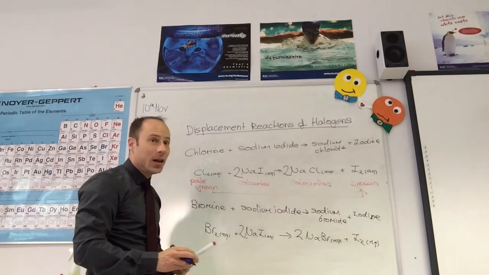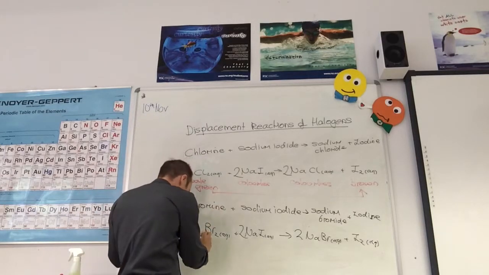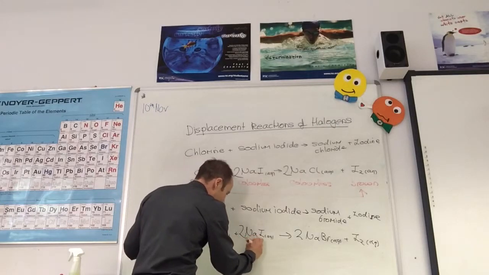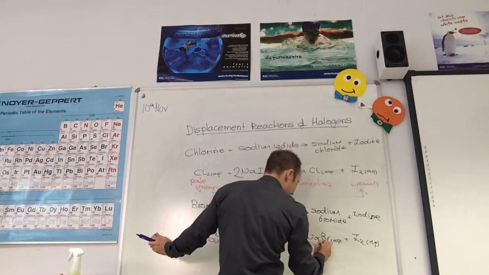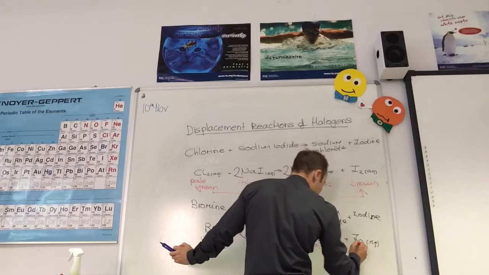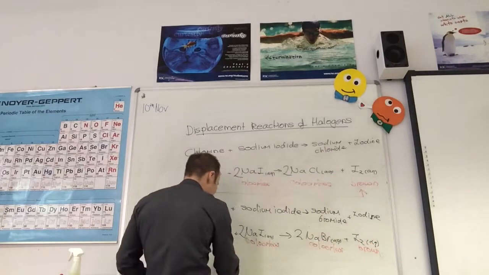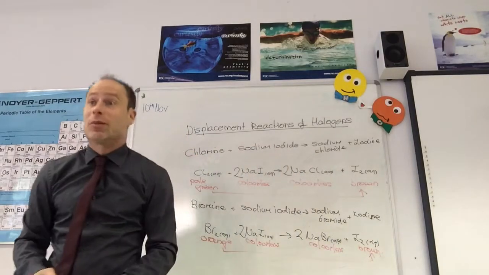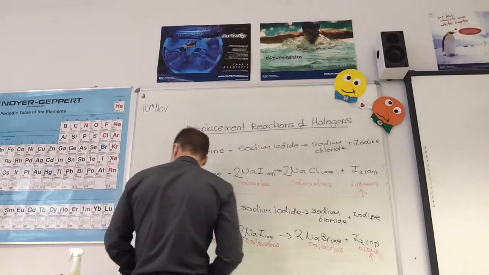And we can do our colour change again. What colour is bromine in water? Orange. These two, as ever, are going to be colourless. Any salt of a group 1 metal is colourless. Iodine we said was brown in water, and therefore in this case I will see the reaction go from orange to brown.